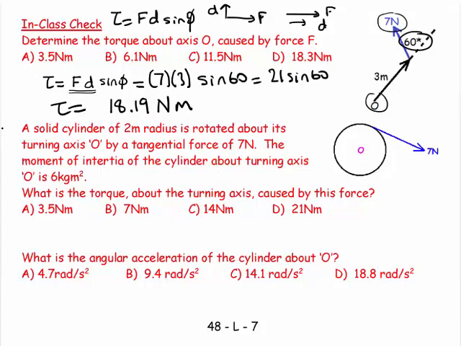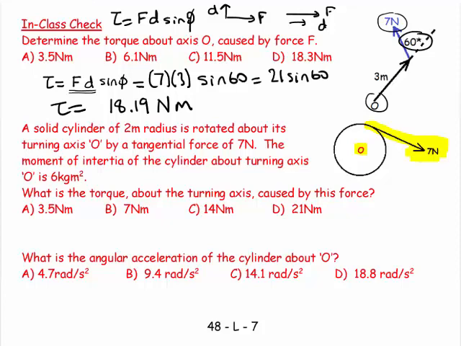Okay. A solid cylinder has a radius of 2 meters and is rotated about its turning axis 0 by a tangential force of 7 newtons. So here's my 7 Newton force, and here's my turning axis. And this is a tangential force. The way you do that is you wrap a rope around the drum and you pull on the rope, and it always forms a tangential force.